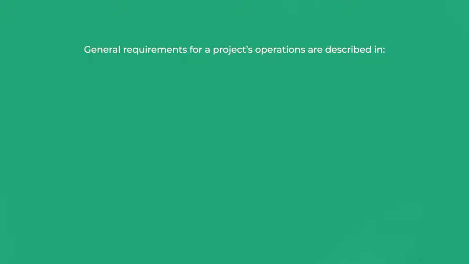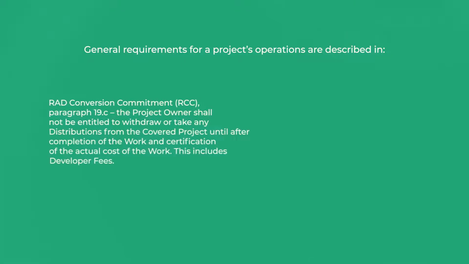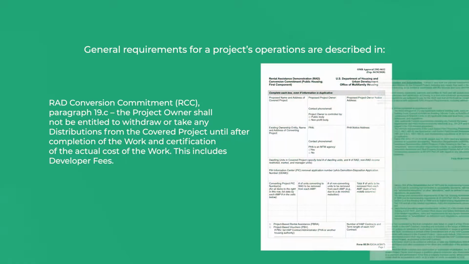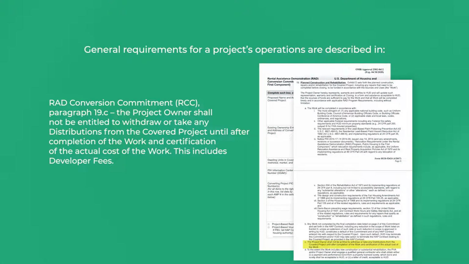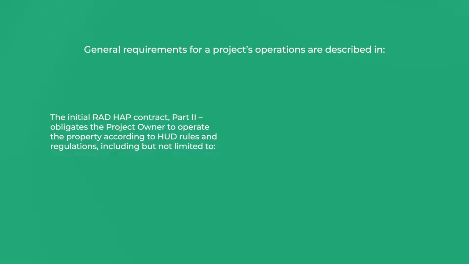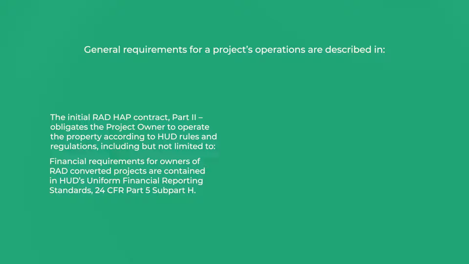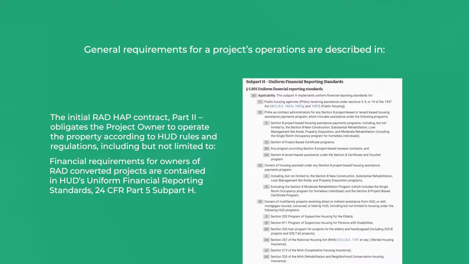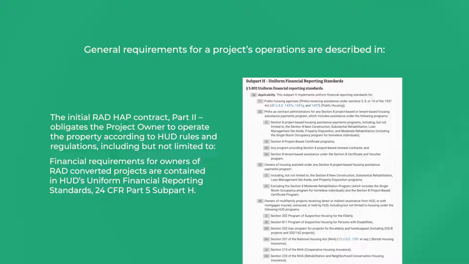General requirements for a project's operations are described in RAD Conversion Commitment, RCC, paragraph 19.c. The project owner shall not be entitled to withdraw or take any distributions from the covered project until after completion of the work and certification of the actual cost of the work. This includes developer fees. The initial RAD-HAP contract, Part 2, obligates the project owner to operate the property according to HUD rules and regulations, including but not limited to financial requirements for owners of RAD-converted projects, which are contained in HUD's Uniform Financial Reporting Standards, 24 CFR, Part 5, Subpart H.